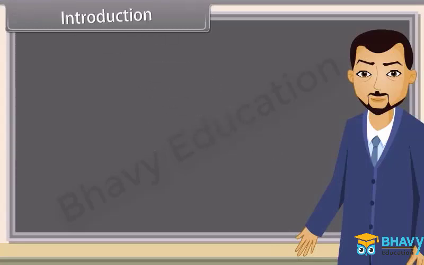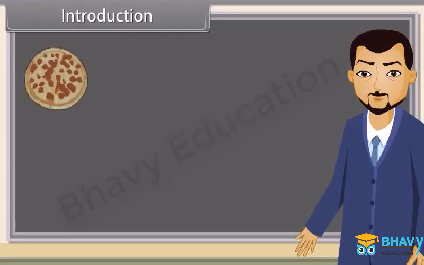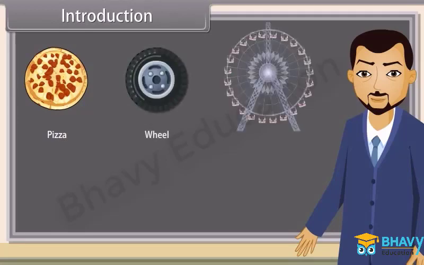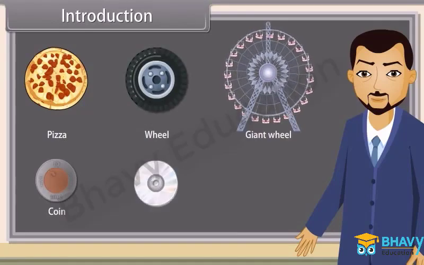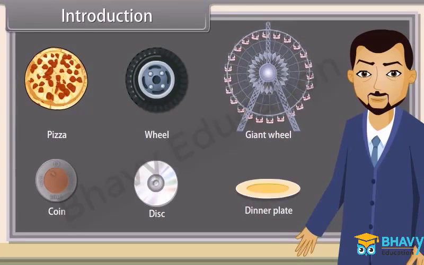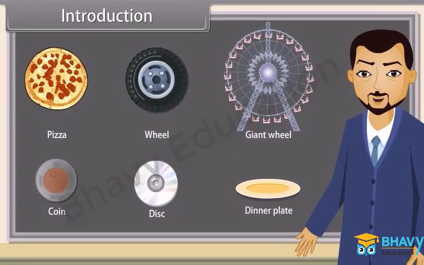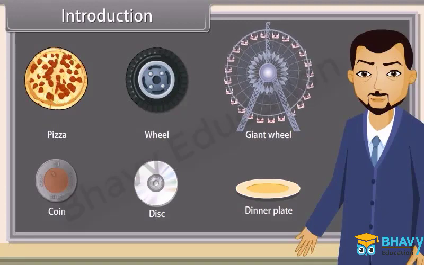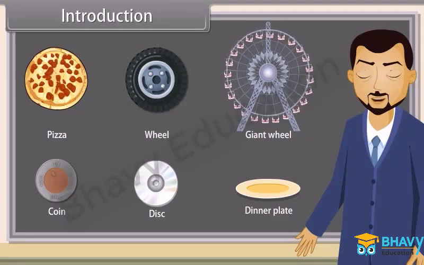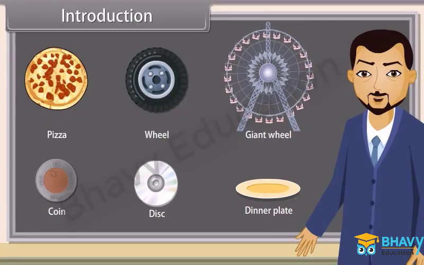Introduction. Look at these things: pizza, wheel, giant wheel, coin, disc, dinner plate. All these are examples of a circle. Today we will study circles and the properties of circles. Come, let's start.